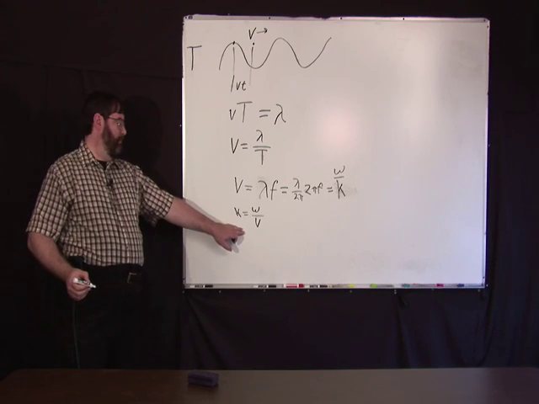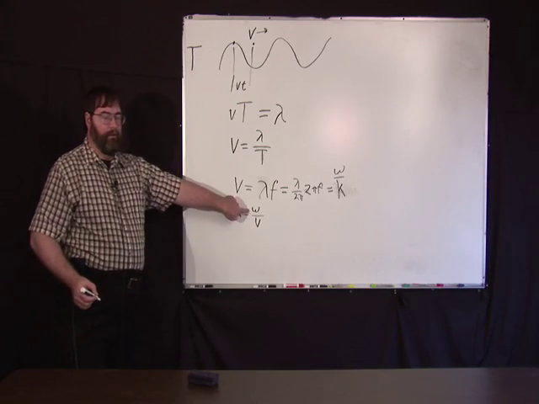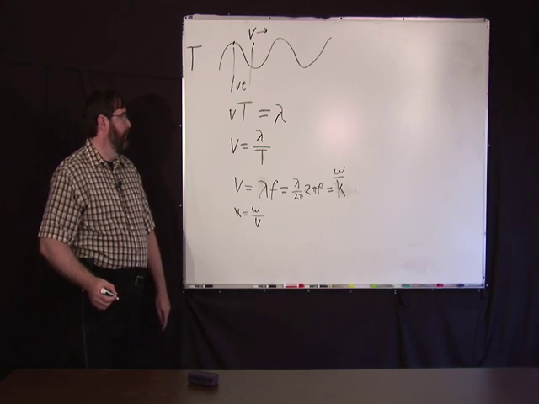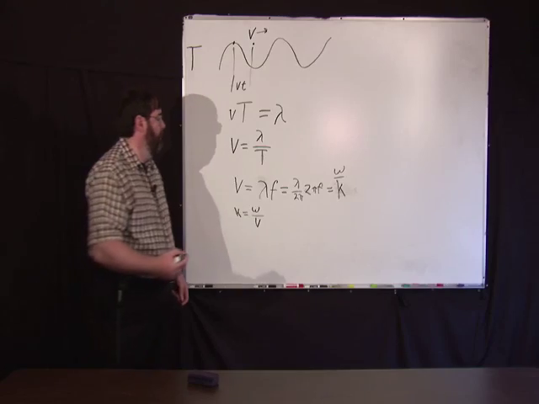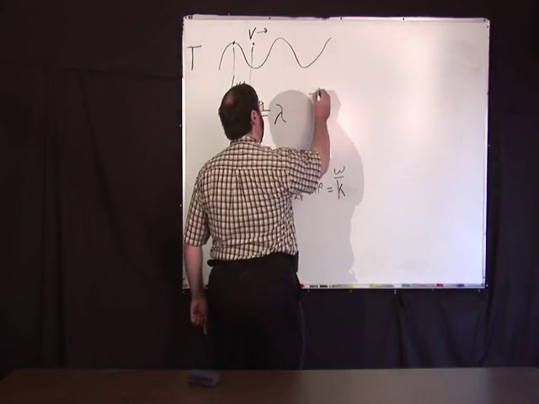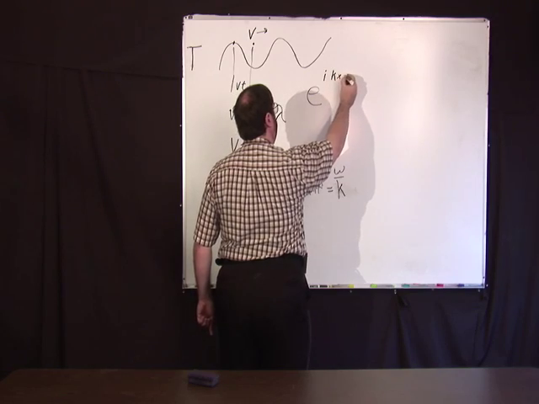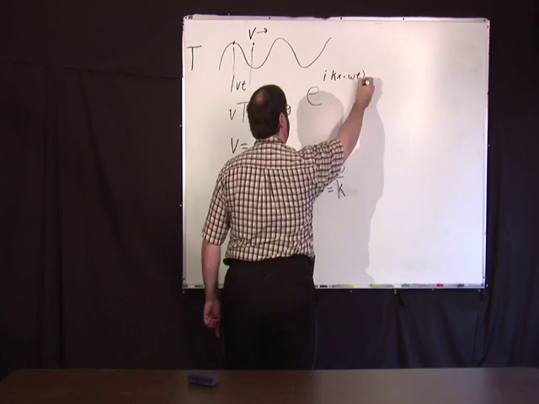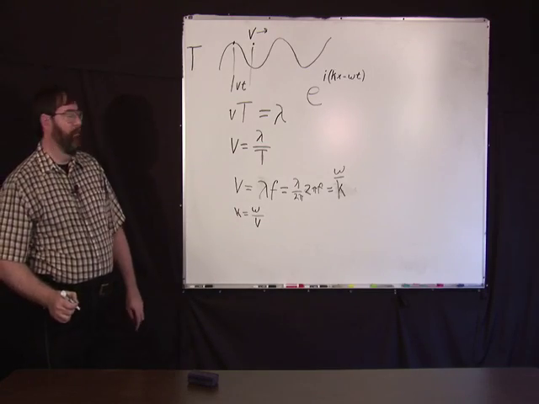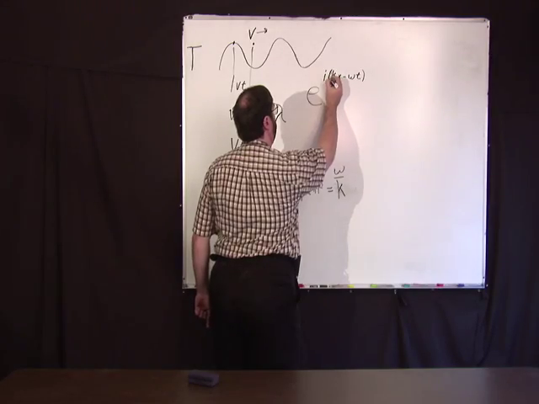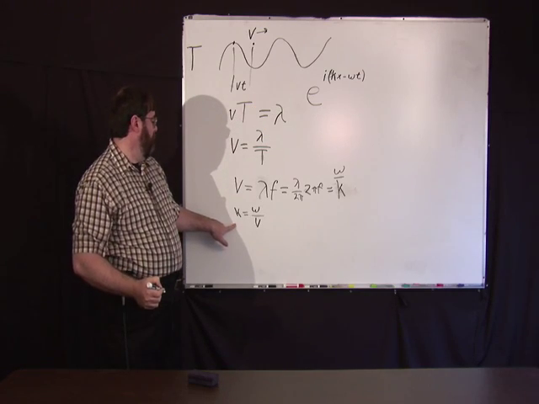So there's a relationship between the wave vector, the velocity and the angular frequency. So in general, for a sinusoidal waveform, you're going to have something that looks like e to the i (kx minus omega t). There's a plus or minus here depending on which way it's going. So there's a relationship now between k and omega.